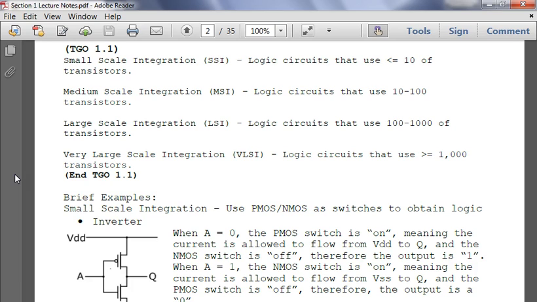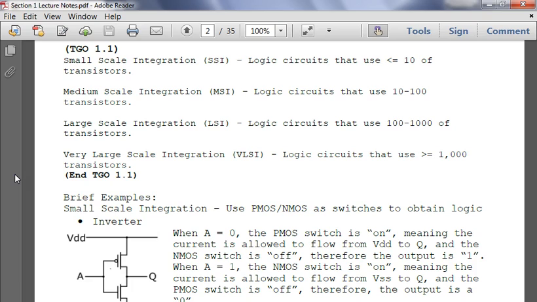When you have a 1 on the input, pMOSs are weak. nMOS is strong, so this cuts off. The 0 comes through here, and then you have 0 on the output. So that's how the transistor actually works.